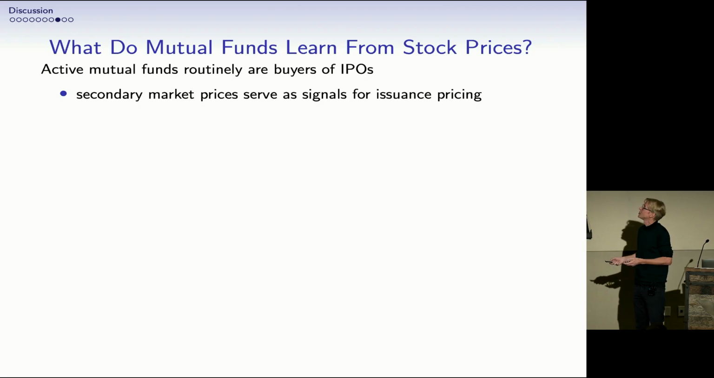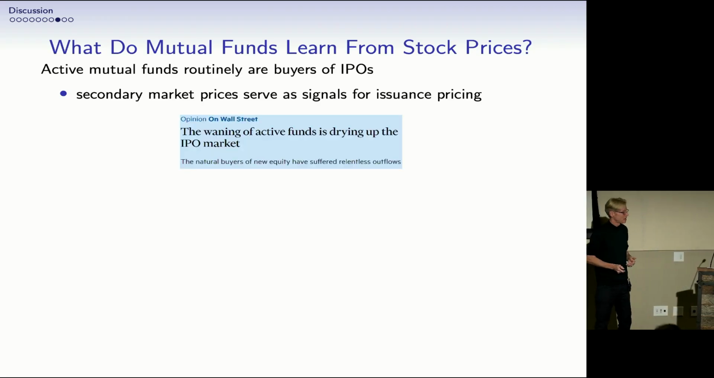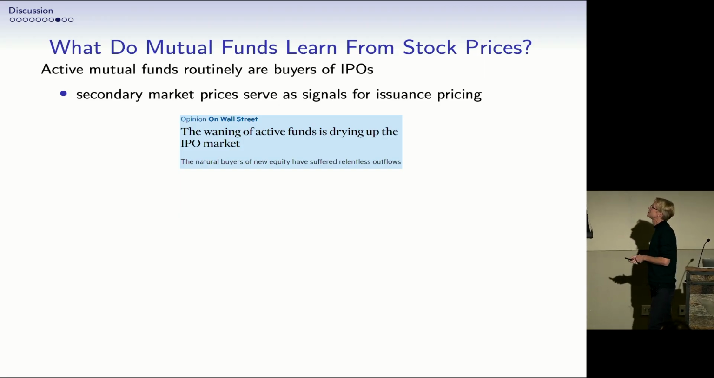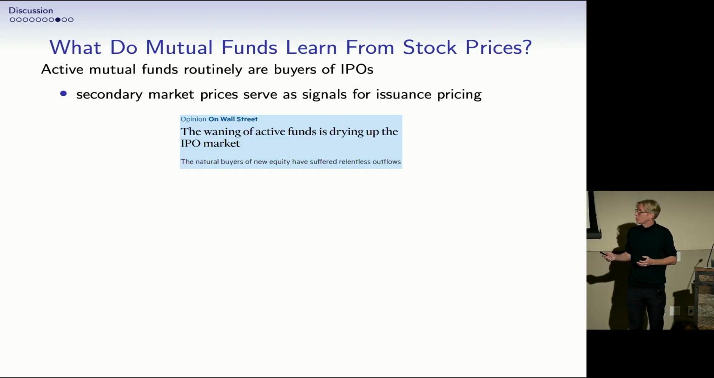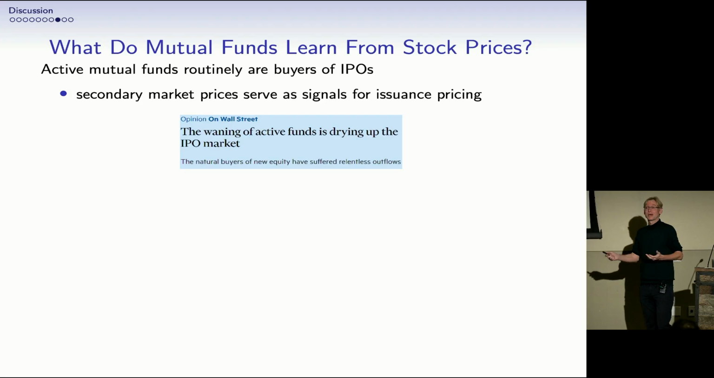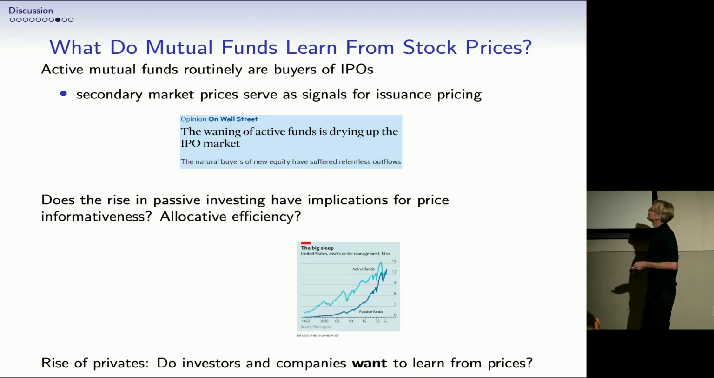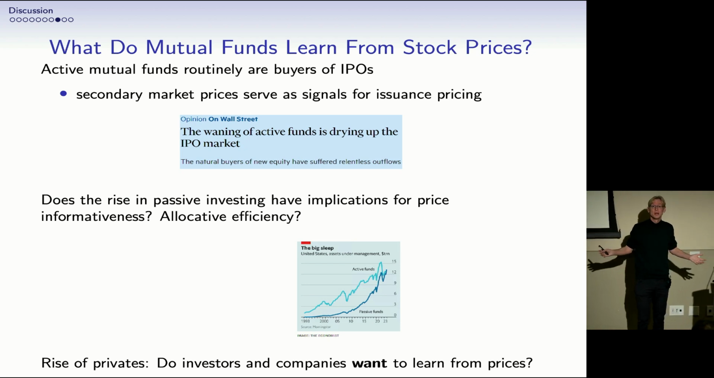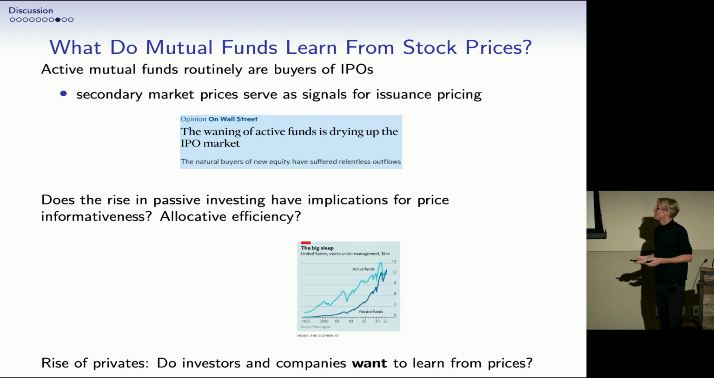IPOs, to capital allocation. And the reason I came up with that was because I was reading an article in the FT not too long ago, which was arguing that the waning of active funds is drying up the IPO market. So in some sense, the outflows from active funds led to a decline in IPOs. Now that probably was related to what the Economist called the big sleep, basically the growth of passive funds, which probably makes prices less informative to begin with.